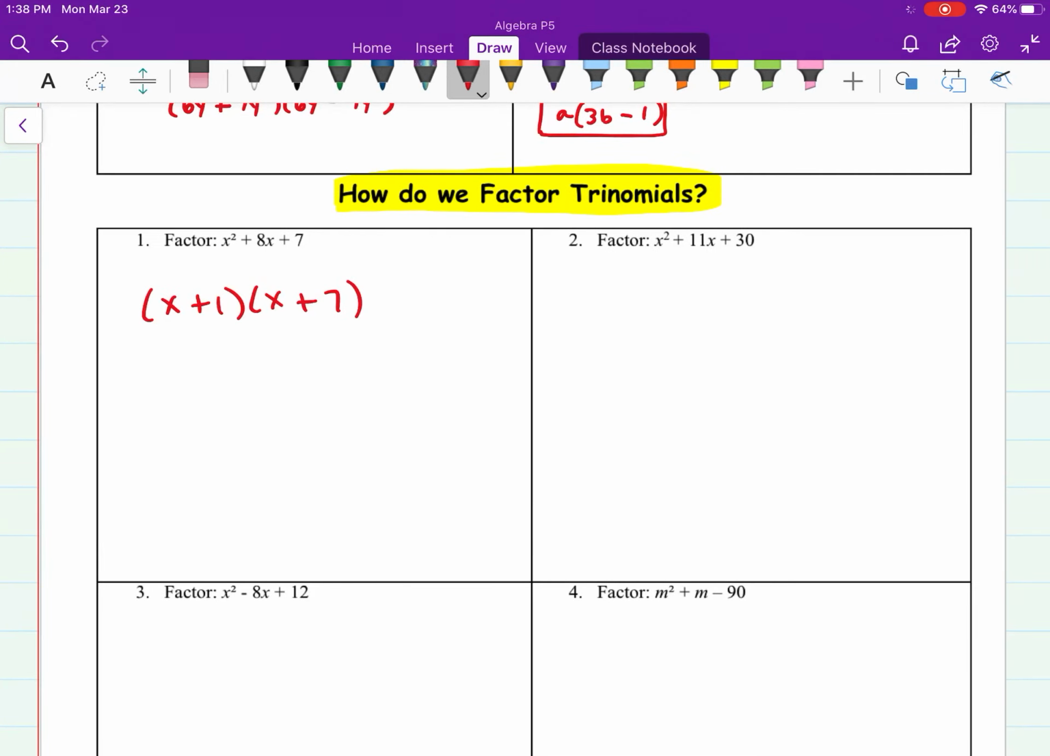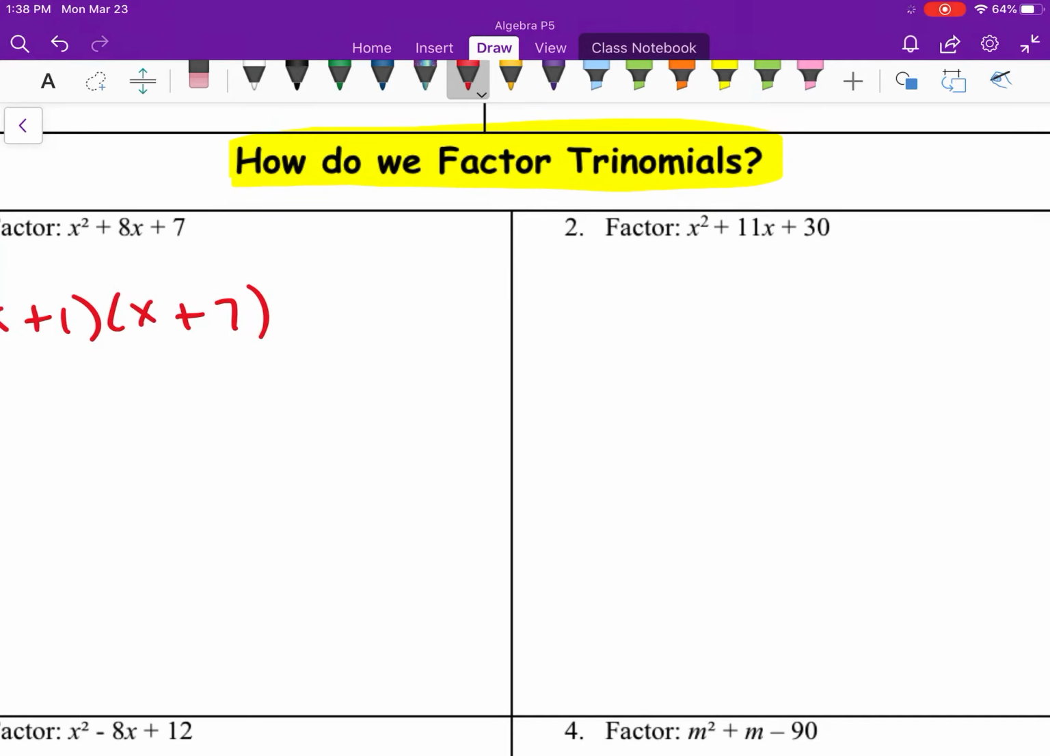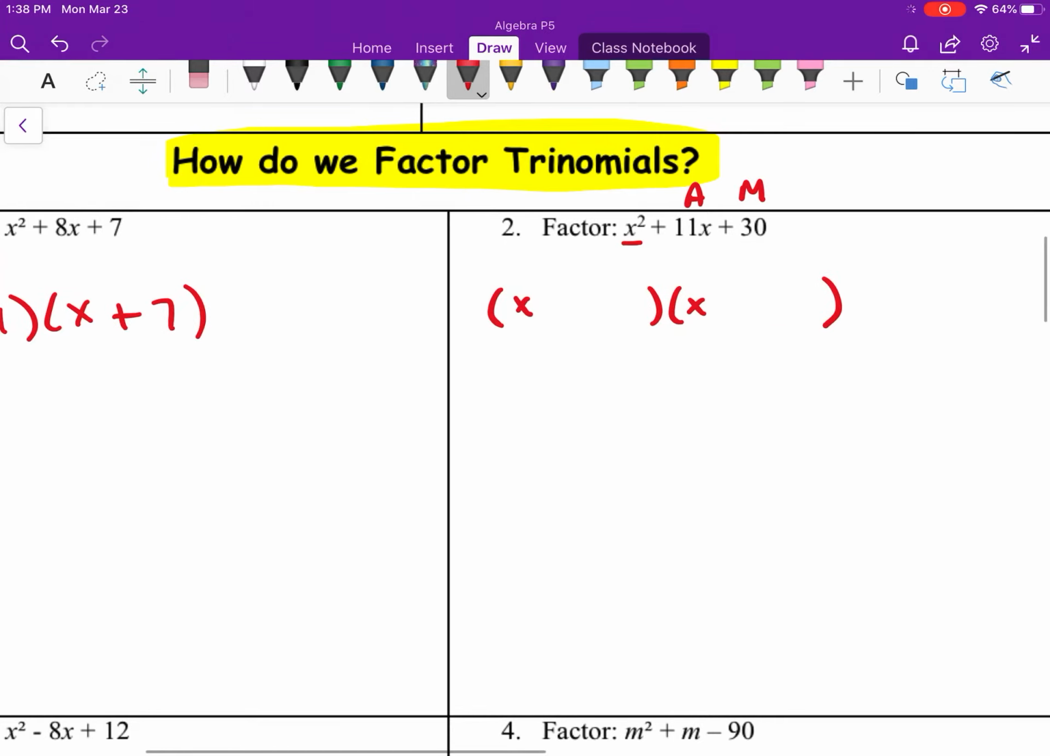Okay, x squared plus 11x plus 30. Again, there's nothing in common between all three of those terms. It's not the difference of two perfect squares, so this is going to be the AM method. Two parentheses, put in A, put in M. The first term is x squared, x times x.